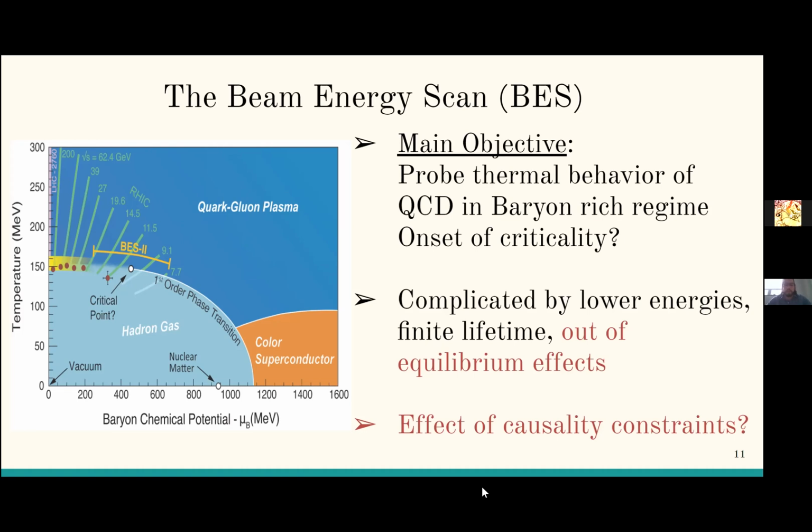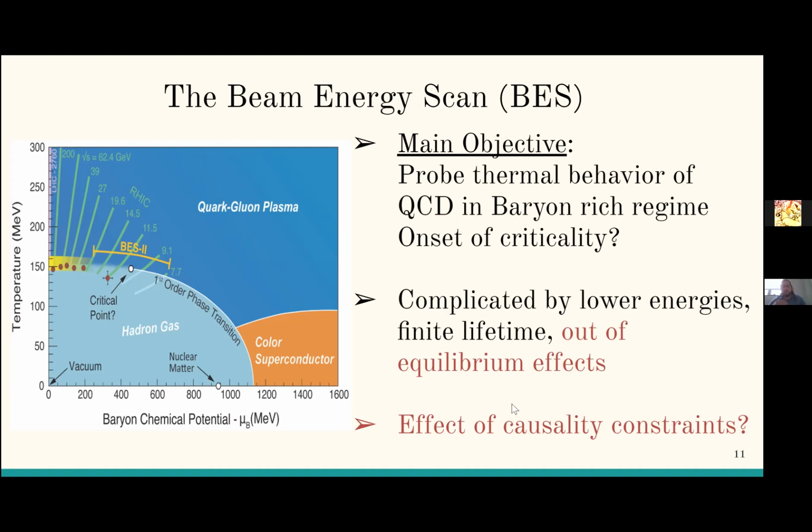Because at the end of the day, all we have are theoretical models, and we can't measure anything except for the final state, right? So the main objective is to probe the behavior of QCD in the baryon-rich regime, and look for possibly the onset of criticality or for a first order phase transition. But this will be complicated by lower energies, finite lifetime effects, and out of equilibrium effects, which I focus on here.